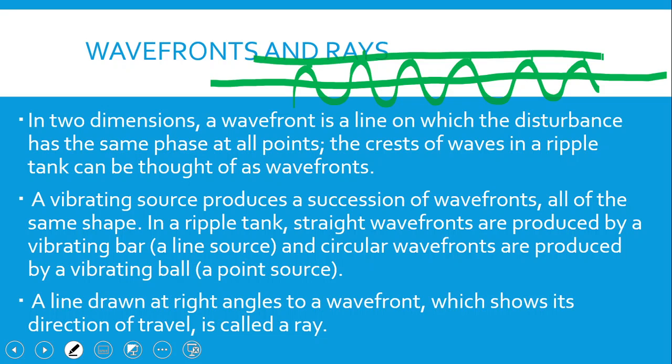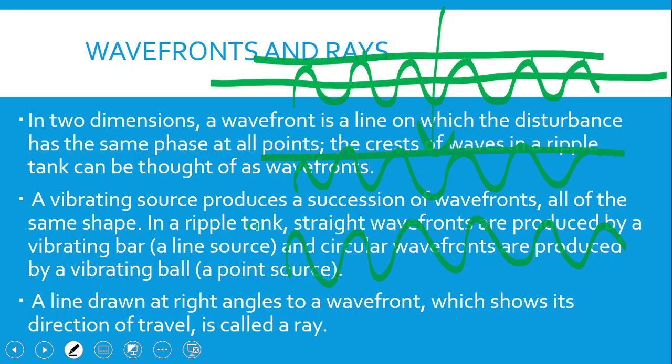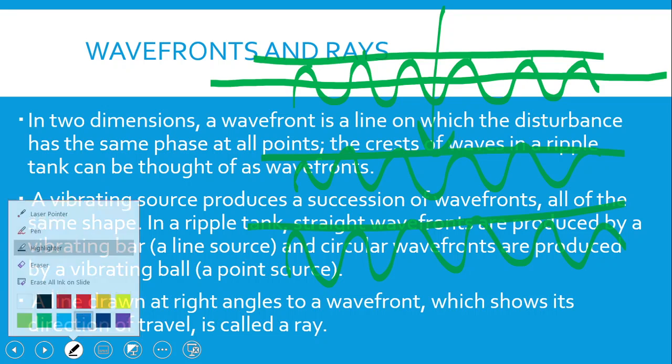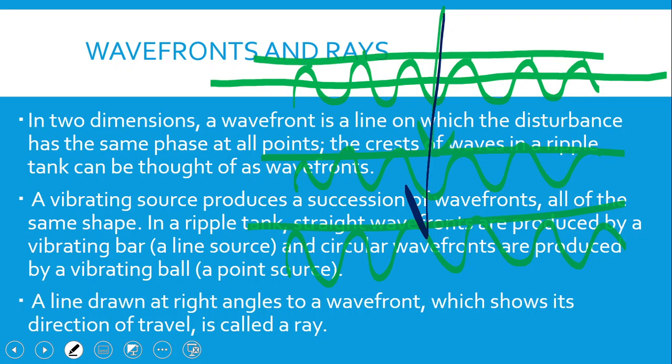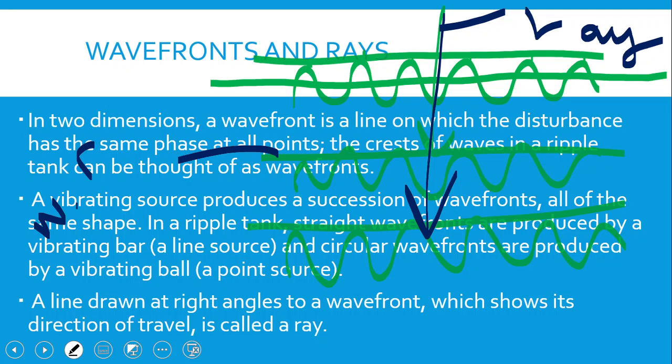However, the line that is perpendicular to the wavefront, let's just say like this. So if we have, let's just say, a lot of waves that are going like this, and hence a lot of wavefronts, then the line perpendicular to them is called a ray. So this blue one is a ray, and these green ones on the top of the crest, they are wavefronts. WF, I'm going to write.